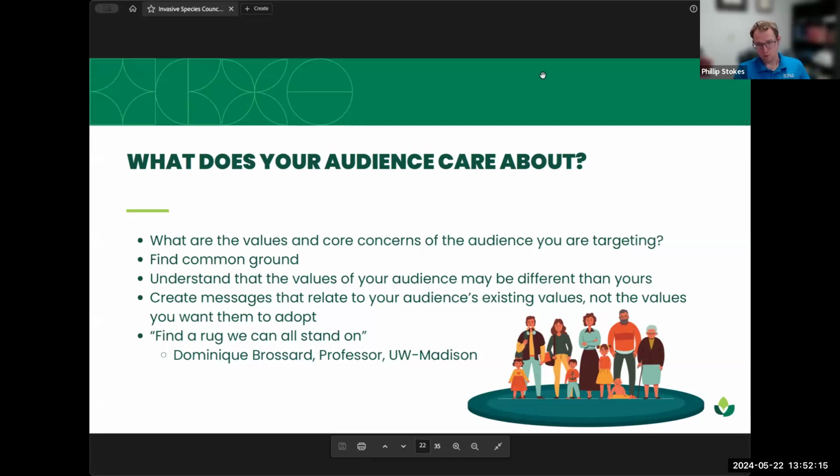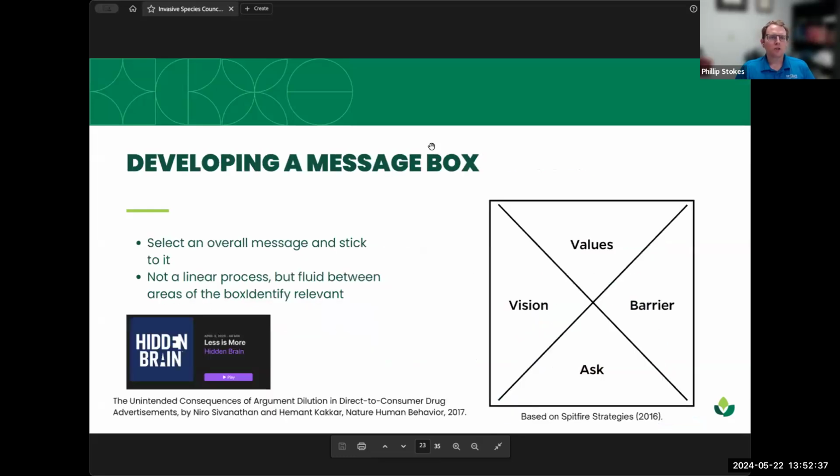There's a researcher at Wisconsin-Madison, Dominique Brossard, that has a quote, "You want to find a rug we can all stand on," which is kind of a fun image. If you can stand next to someone and actually find something in common with someone, that might be a good way to help think about it. So this is kind of the practical way that you can think about it.